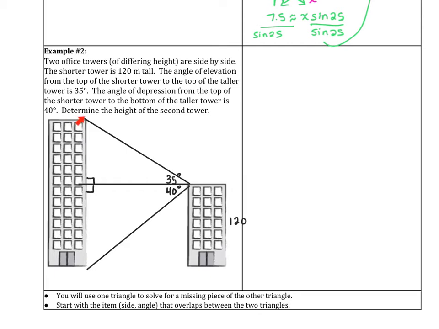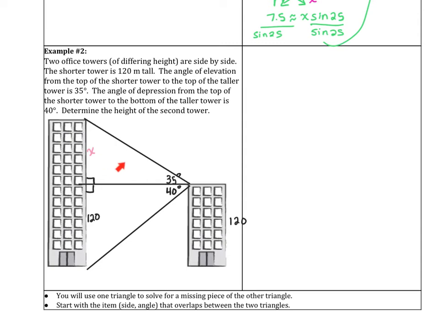And what it's asking for is to determine the height of the second tower. So we want to determine how tall this tower is. So here's your plan of action. If you know that this height is 120, then that means this side in this triangle is equal to 120. So if we know this value, then we can take this value and add this value, and we will get the height of the taller tower.